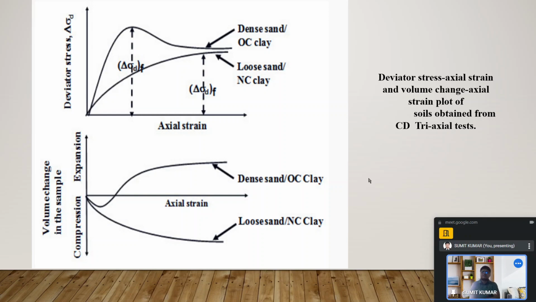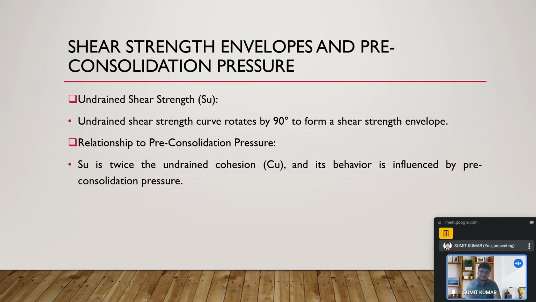Yeah, I'm audible. So when we see these variations, the axial strain variations with the volume change in the sample, you can find that in a dense sand initially it will go in compression, but afterward it will go in expansion. While in a loose sand it will follow the same fashion from start to end. So these variations could be observed in the over consolidated and normally consolidated soil in a way. So this is due to the pre-consolidation pressure up to an extent.